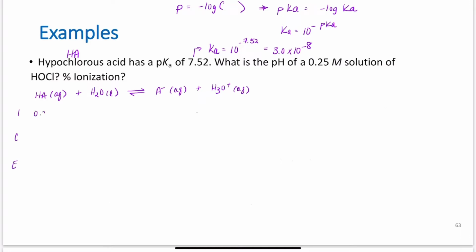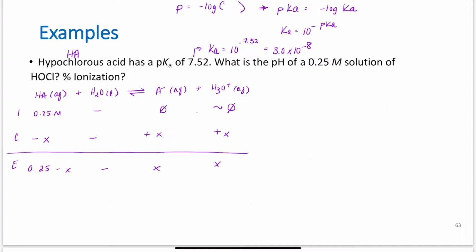Initially, I have a 0.25 molar solution of HA. I know water does not factor into this. I don't have any of my conjugate base present to start because the question doesn't tell me I do. And I say I have approximately no H3O+. Again, why approximately? Because the truth is I know that I actually have 10 to the minus 7th molar H3O+ just from water. But I'm assuming that the concentration that's going to be produced in solution is higher than that, so I can ignore it. Change is always negative on the reactant side, positive on the product side. And at equilibrium, 0.25 minus x, and x.